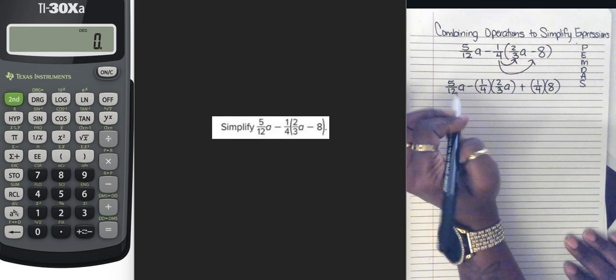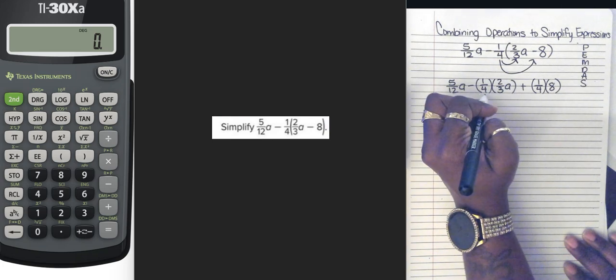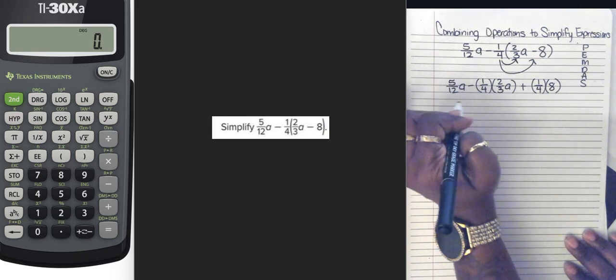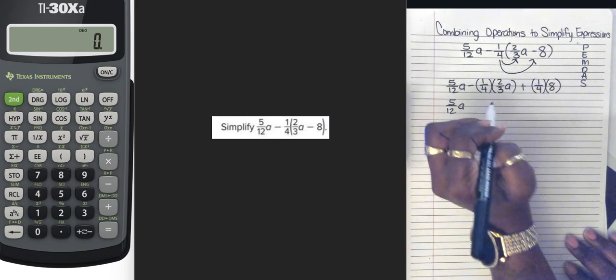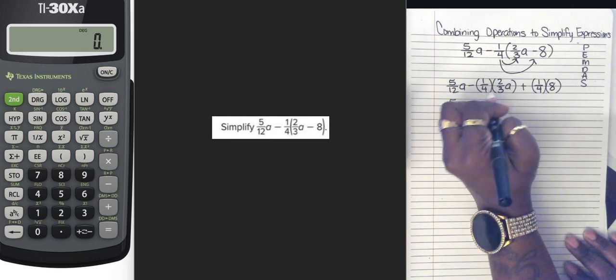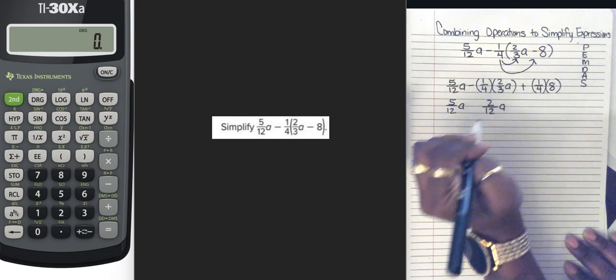Now, what we need to do is figure out, remember the fractions, what that's going to be once we multiply those together. I'm just going to bring this down. So 5/12 a. And then we have 1 times 2, which gives us 2, 4 times 3, which gives us 12. So that's 2/12 a. Okay.